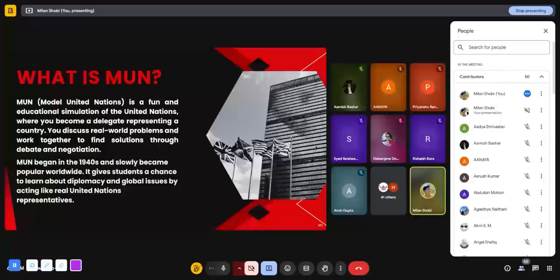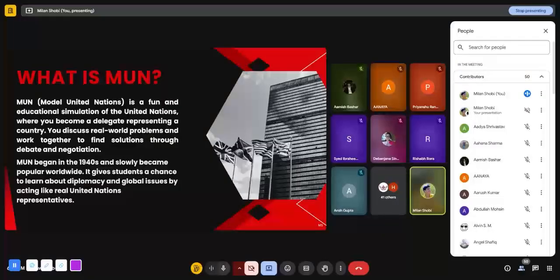MUN is that one place where you can actually become a person representing a particular country and act like it is your own country. You're representing them and debating on behalf of your country at a global platform. In an MUN, you discuss real world scenarios and problems, and work together to find solutions through debate and negotiation, because negotiation is one of the biggest aspects that you have to go through when you're debating.